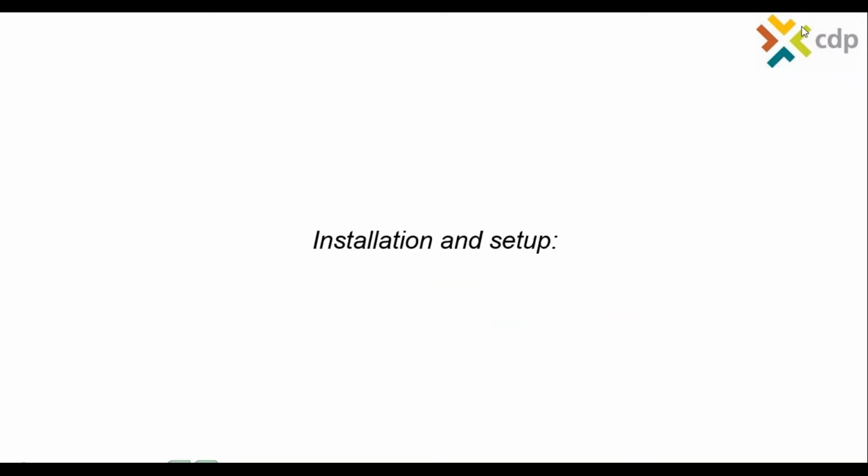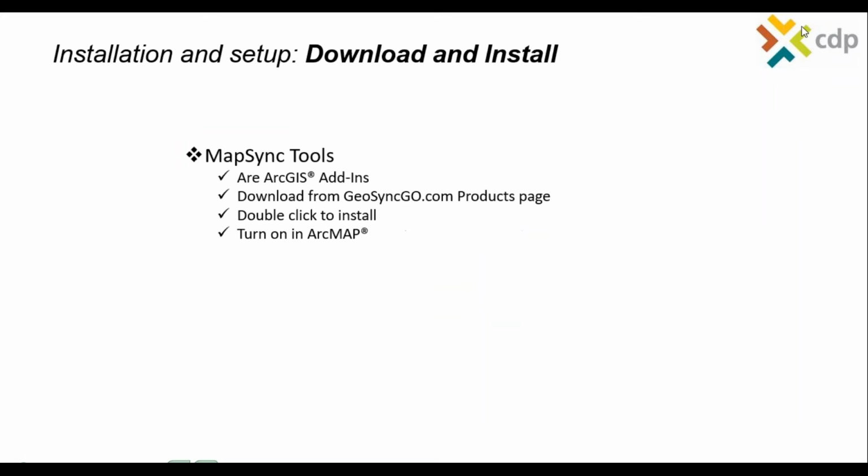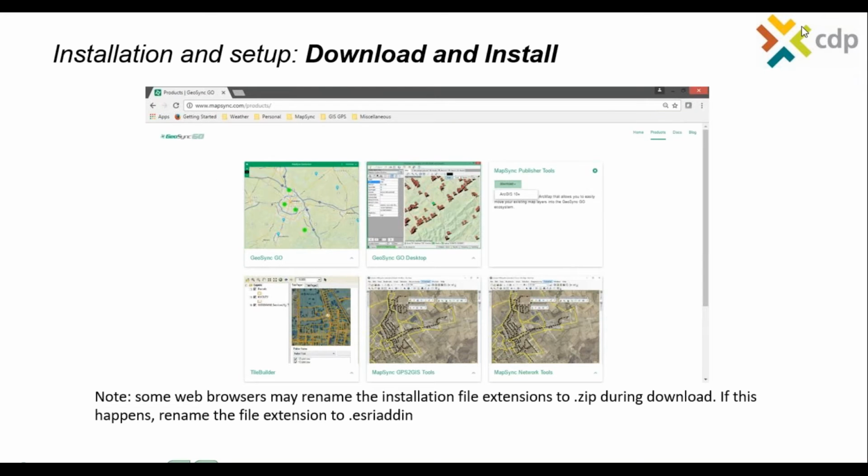Now, if you've seen these tools and you decide you like them and you want to implement them, then here are the steps for installation and setup. And it's really quite simple. They're available for download from GeoSyncGo.com on our products page. They are ArcGIS add-ins, so if you're familiar with that, it's just simply a matter of putting them on your computer and turning them on in ArcMap.